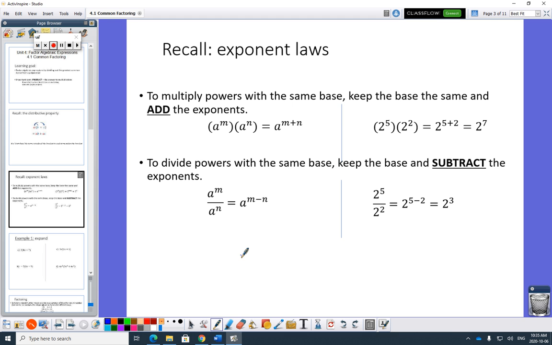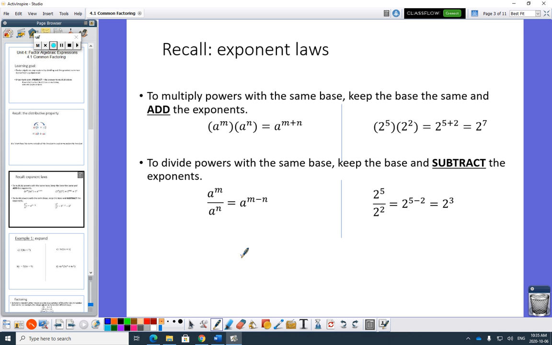You do need to remember the exponent laws. So we already talked about this one. If you have the same base, you add the exponents. If you divide, then you subtract. And when we do factoring, you're not going to get a negative exponent. I know last year you had to rewrite negative exponents as a fraction, but really you should get a positive, okay?